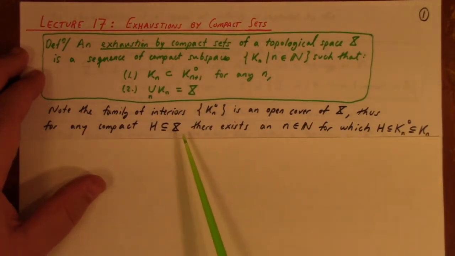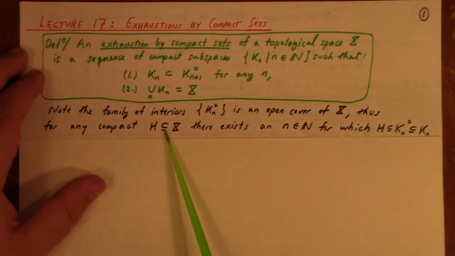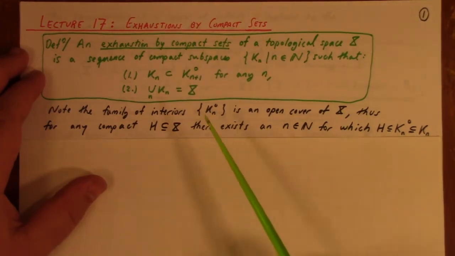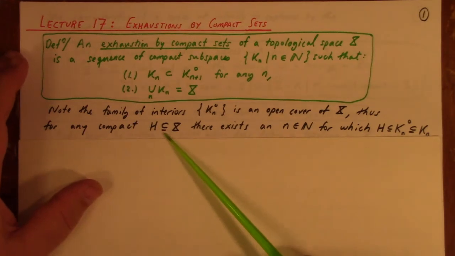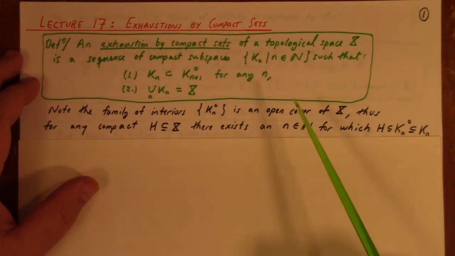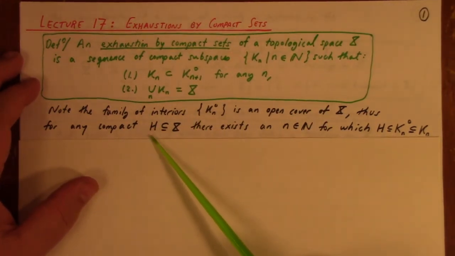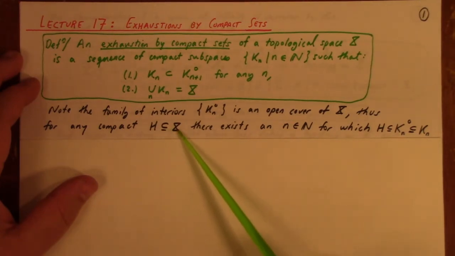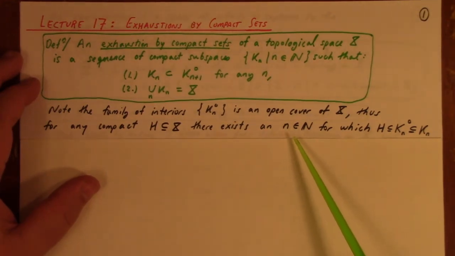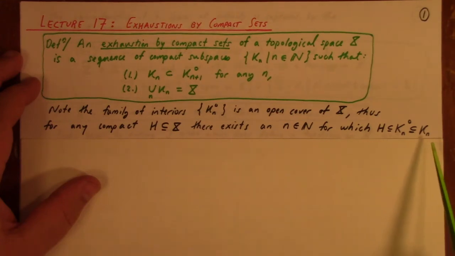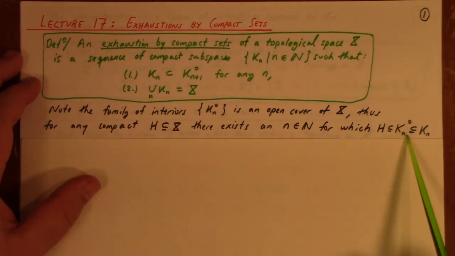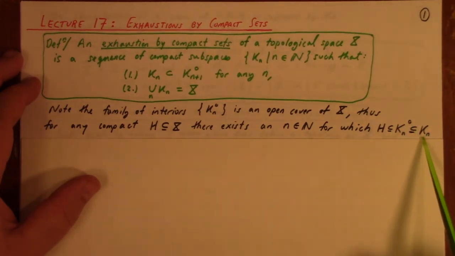So in other words, that tells us also that for any compact subset H of X, if you take this open cover, an open cover of the whole space is, of course, an open cover of any subspace, and as such, if the subspace is compact, then there exists a finite subcover. That implies that there exists a maximal N, which nests all the other ones in, right? So in other words, H has to be contained in the interior of the nth one, and like that.